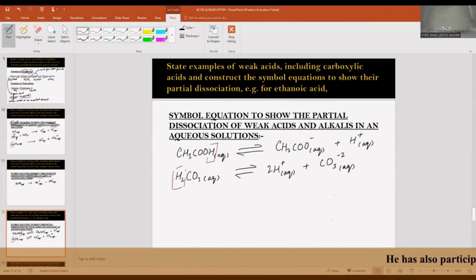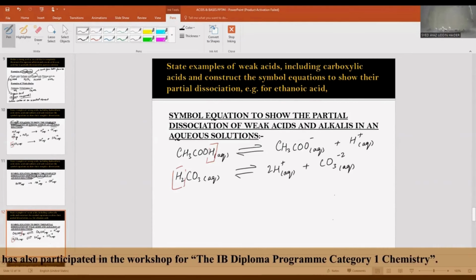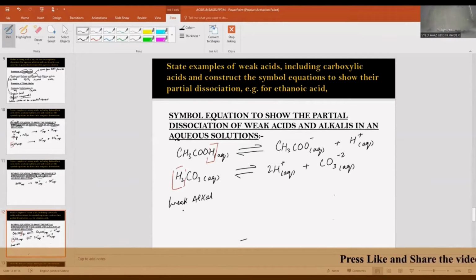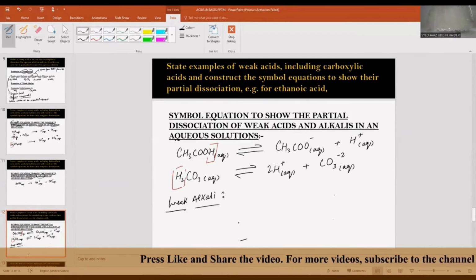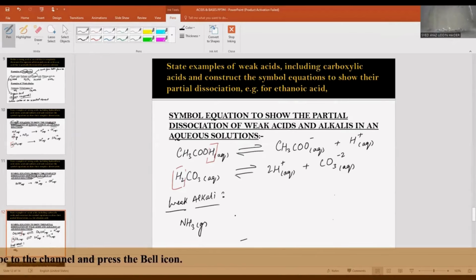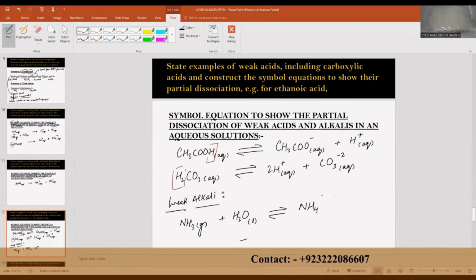Now I'm showing the incomplete dissociation for ammonium hydroxide or ammonia in water, weak alkali. Ammonia in water. So you write NH3 gas plus H2O liquid, NH4 positive plus OH negative aqueous.